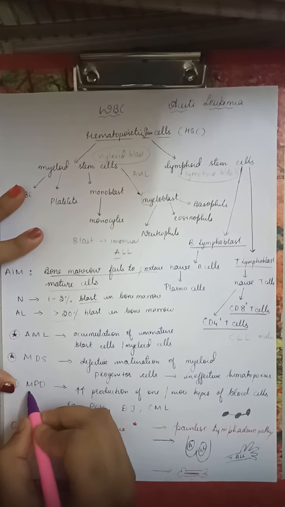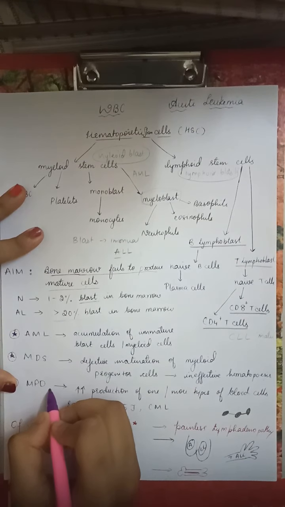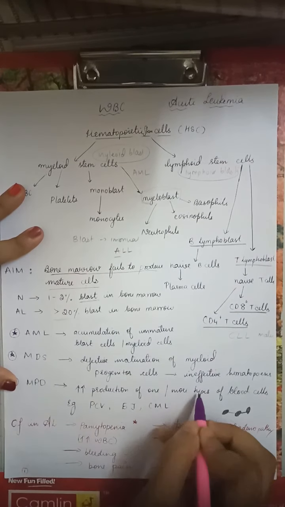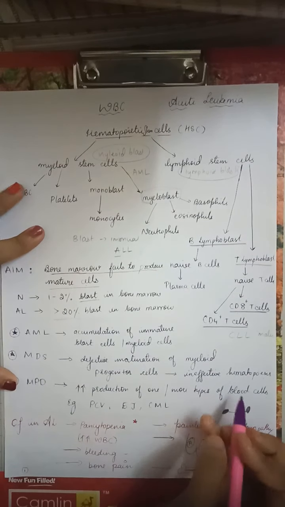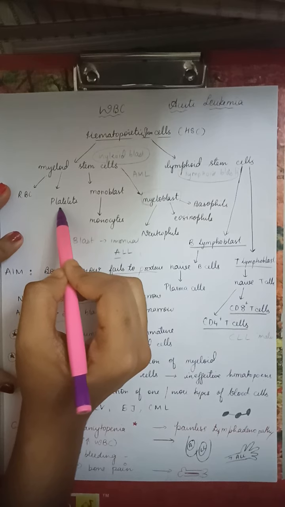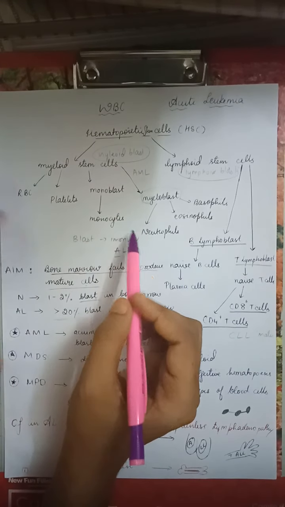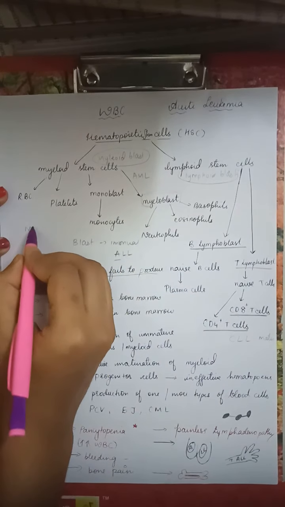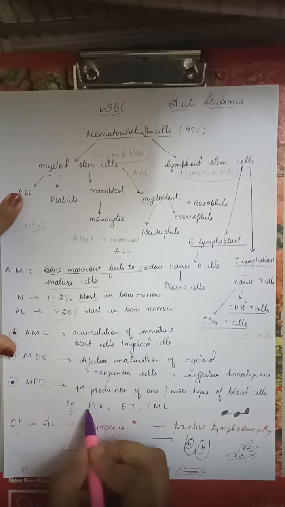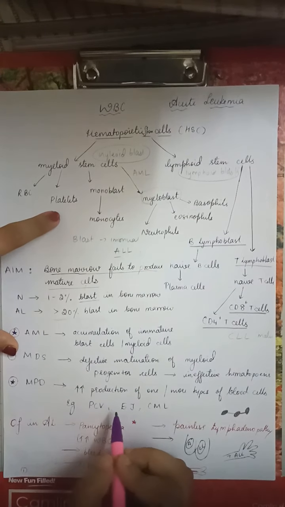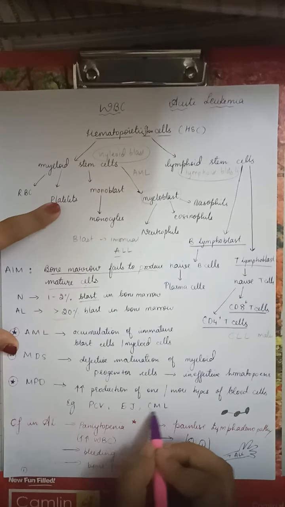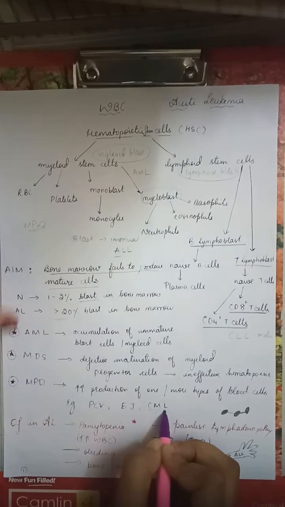And when I consider myeloproliferative disorder, remember, in that there is increased production of one or more types of blood cells. For example, there may be an increase in RBC, or an increase in platelets, or any one kind of that, then it is called myeloproliferative disorder. If RBC is increased, then it is called polycythemia vera. If platelets are increased, then it is called essential thrombocytosis. Similarly, in CML, as I told, in the myelogenous series, everything is increased.